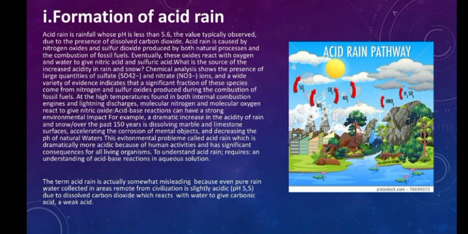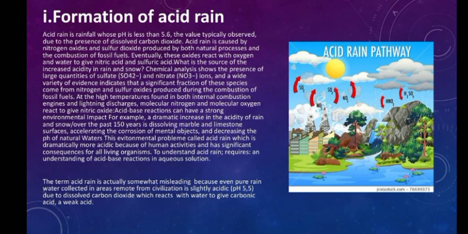What is the source of the increased acidity in rain and snow? Chemical analysis shows the presence of large quantities of sulfate and nitrate ions, and a wide variety of evidence indicates that a significant fraction of these species come from nitrogen and sulfur oxides produced during the combustion of fossil fuels. At the high temperatures found in both internal combustion engines and lightning discharges, molecular nitrogen and molecular oxygen react to give nitric oxide.